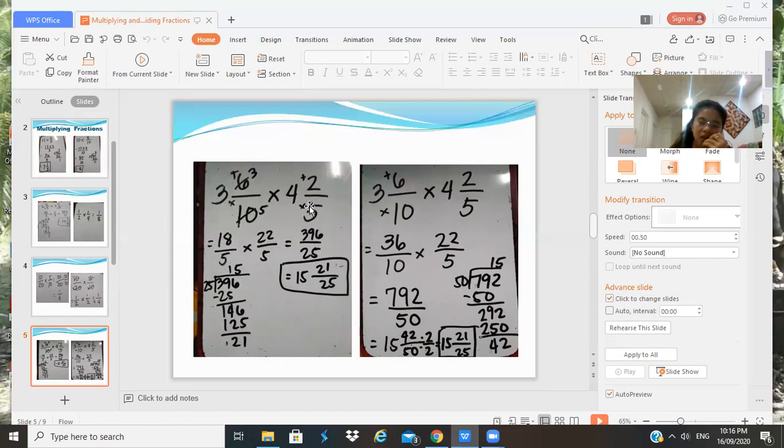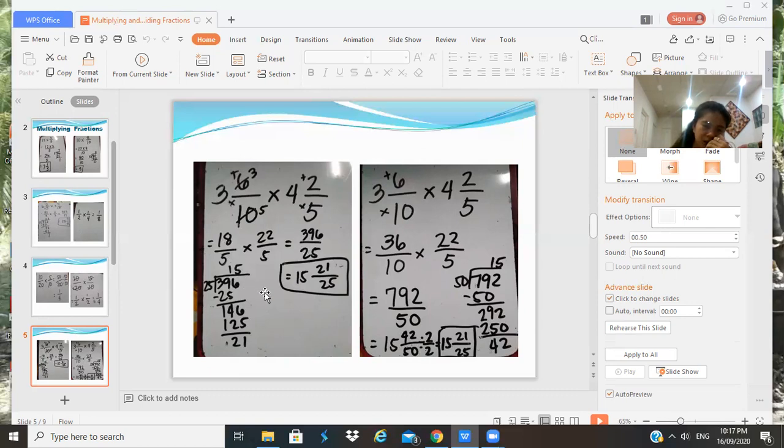Times. So, kani si 2 and si 5, wala man sila ma-divide. So, wala. Di na to hilabdan. So, 5 times 4 is 20. Plus 2, that's 22 over 5. Then, let's multiply. 18 times 22 is 396. And 5 times 5 is 25. Okay. So, 396 over 25 is an improper fraction.